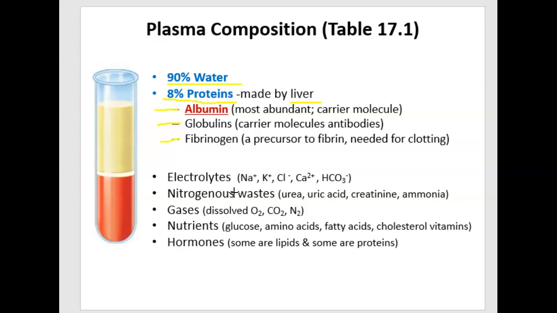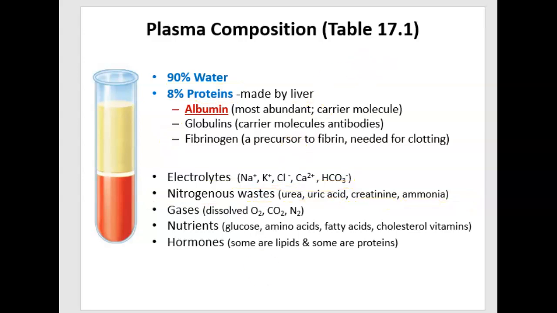Also in plasma are other dissolved solutes like electrolytes, ions, sodium, chloride, potassium, calcium, bicarbonate. Some nitrogenous wastes, mainly from breaking down the proteins that we eat. Urea has nitrogen in it, uric acid, creatinine, which comes from our muscle tissues, and ammonia are all nitrogenous wastes. Typically, the kidney will filter out these nitrogenous wastes from the blood, but there's always a certain amount in the blood.